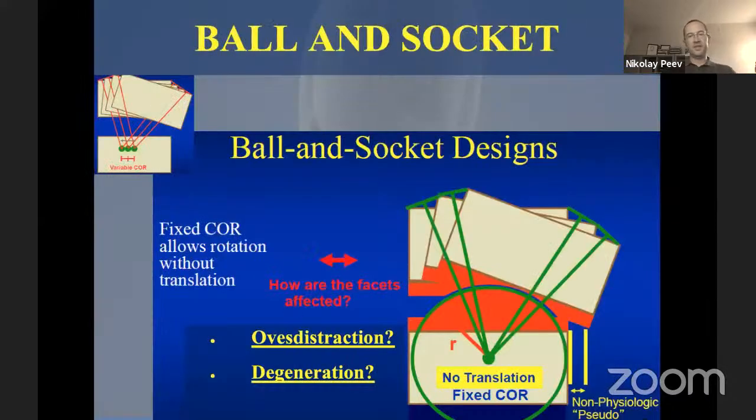Unlike that, ball and socket design devices cannot provide this centroid type of movement. The movement happens around an axis, and there is no translation, and this puts more strain on the facet joints, which gives over-distraction and, respectively, more degeneration, and then a higher chance of ossification problems.